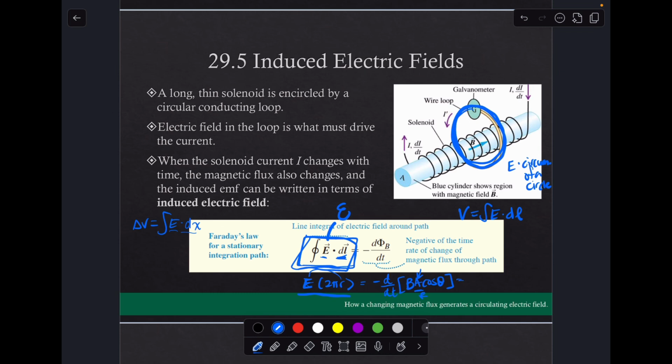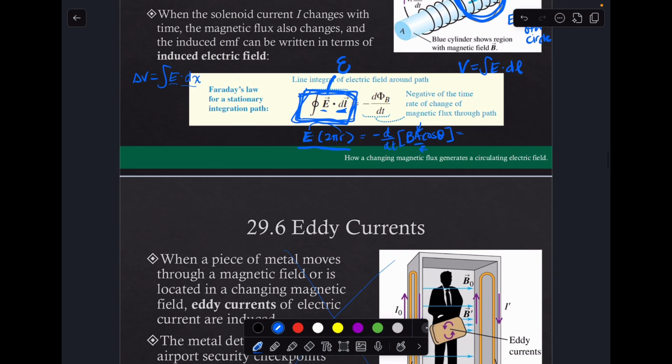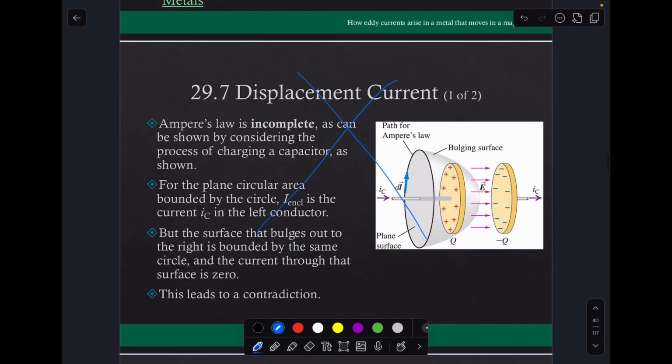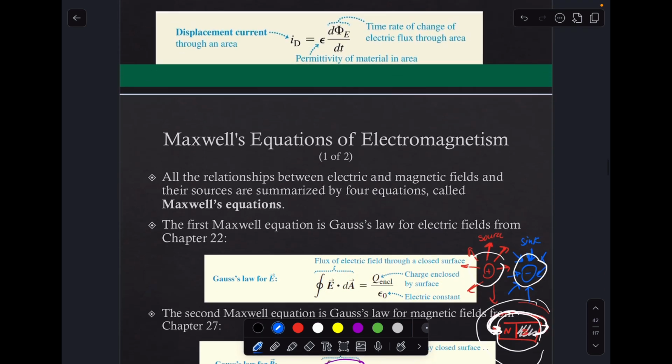This is just another statement of Faraday's law, except we're expressing the voltage in terms of an electric field. So if this is weird to you, you may want to go back and look in chapter 24, and you'll see that we were doing an integral along a straight line. The only difference is now we're doing the integral in a circle, and that result ends up being just the circumference of the circle. Okay, so we don't need to worry about eddy currents or displacement currents. We're going to skip that.